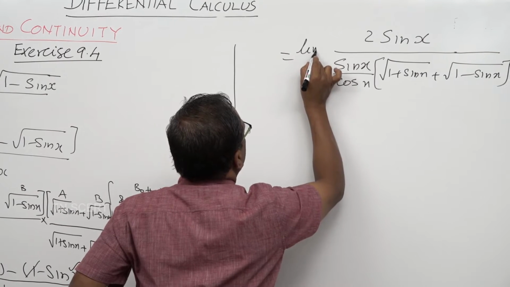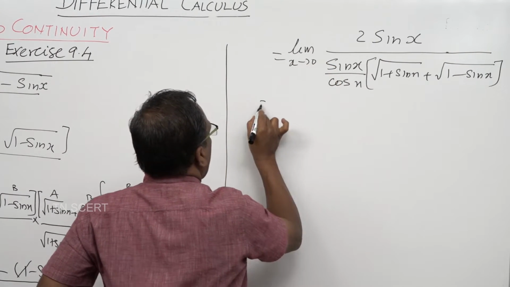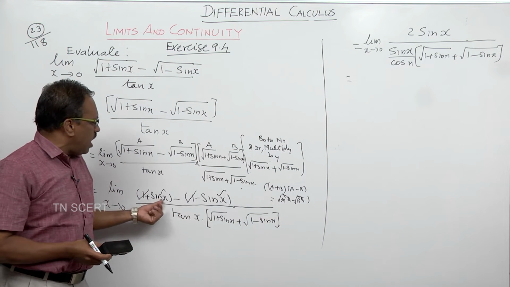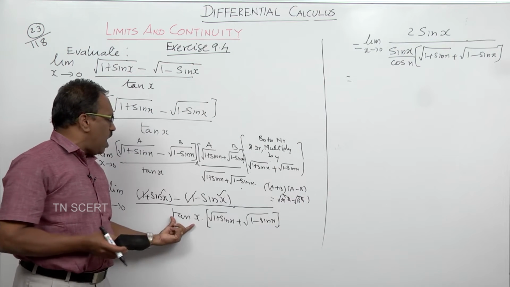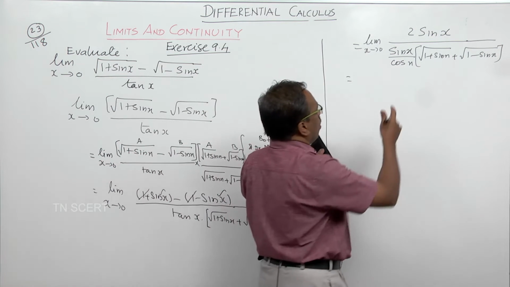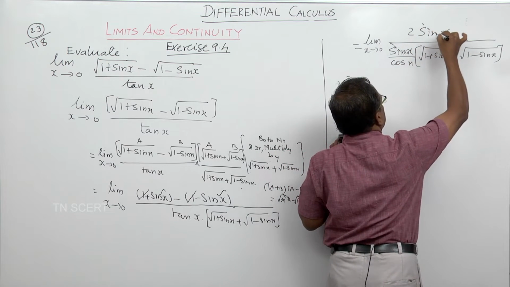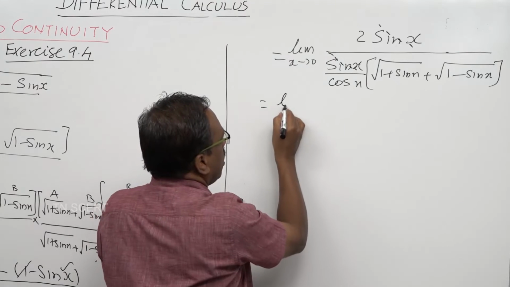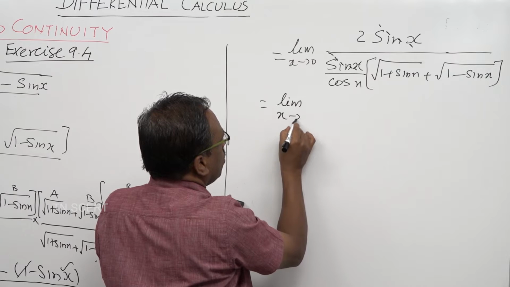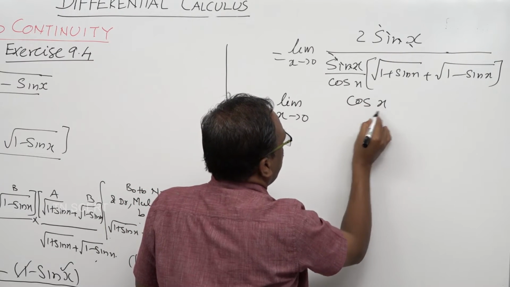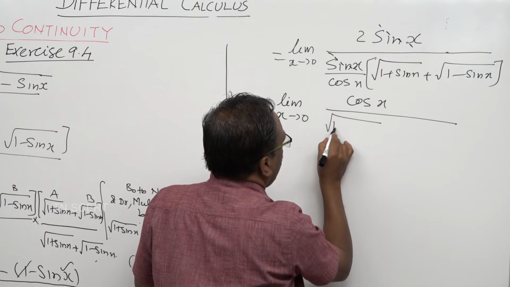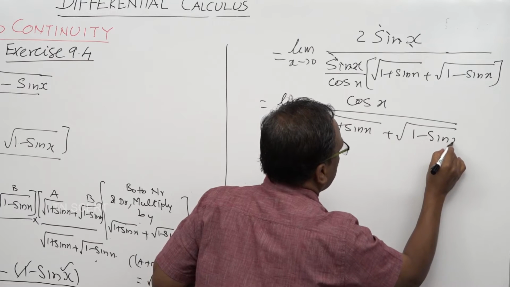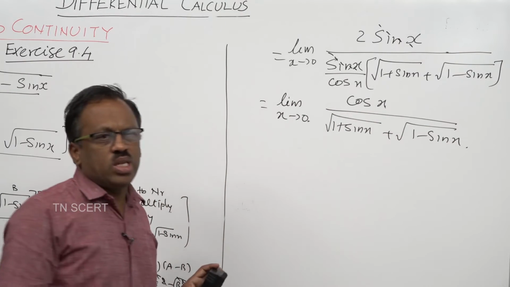So, limit x tends to 0 here. Remember that 2 sin x, like this we got the answer. See, this sin x and sin x will become 2 sin x, tan x remains and these two terms. Now this sin x and this sin x are gone, so this cos x will go to the numerator. So that means limit x tends to 0 of cos x by root of 1 plus sin x plus root of 1 minus sin x. Now you can apply the value of x over here.